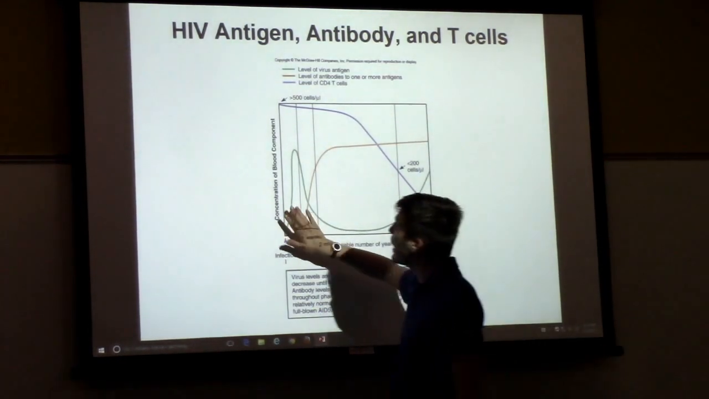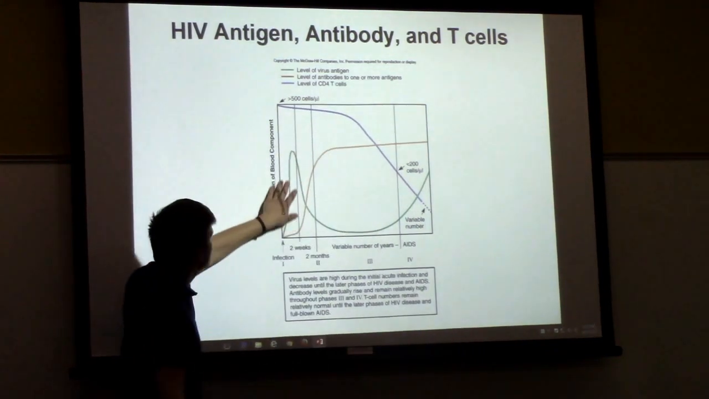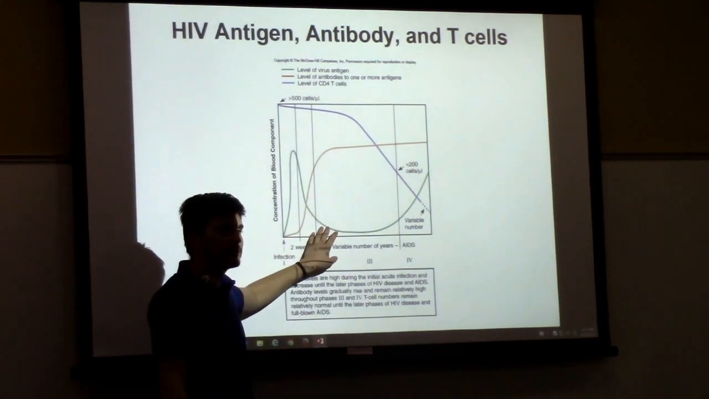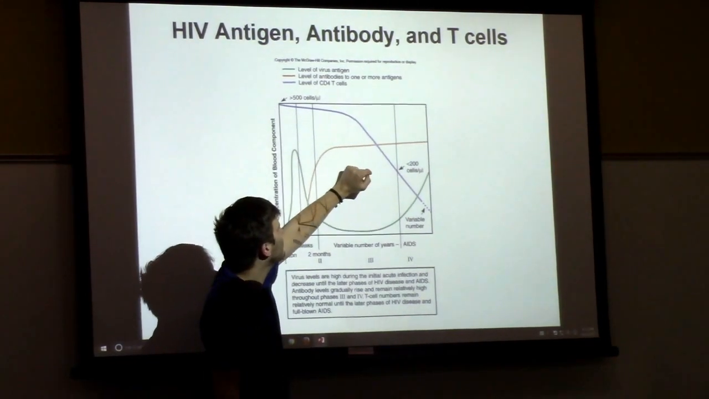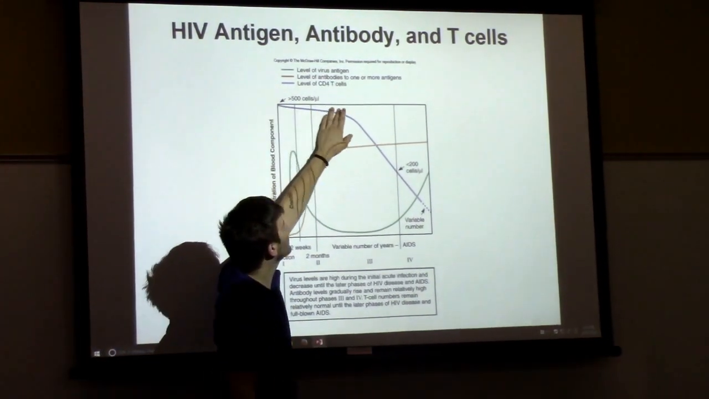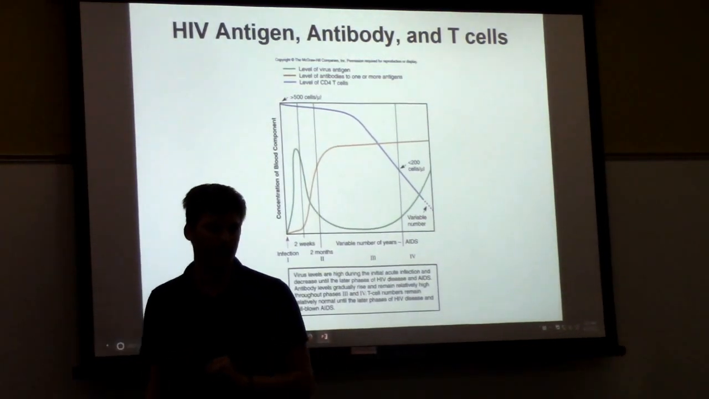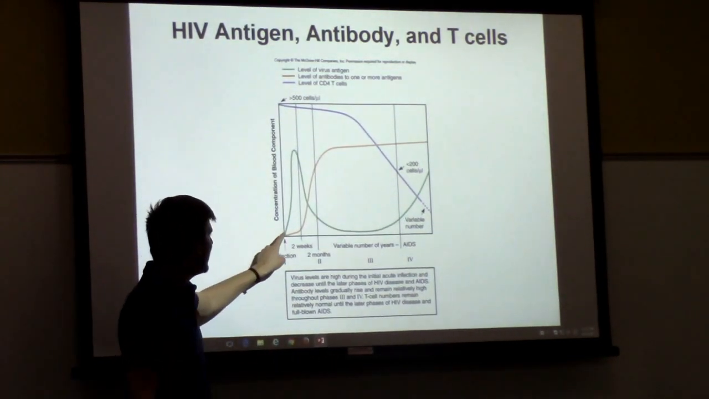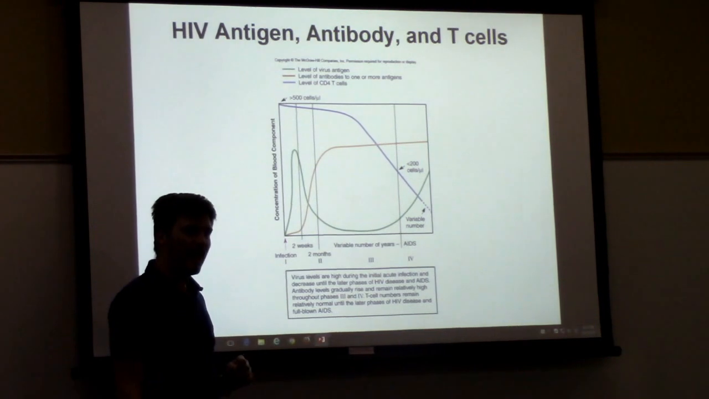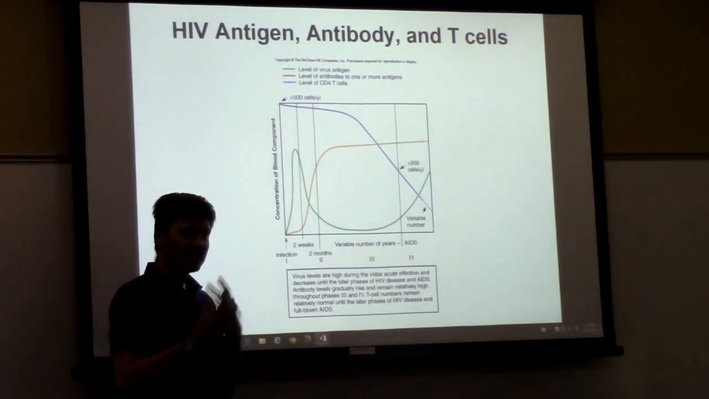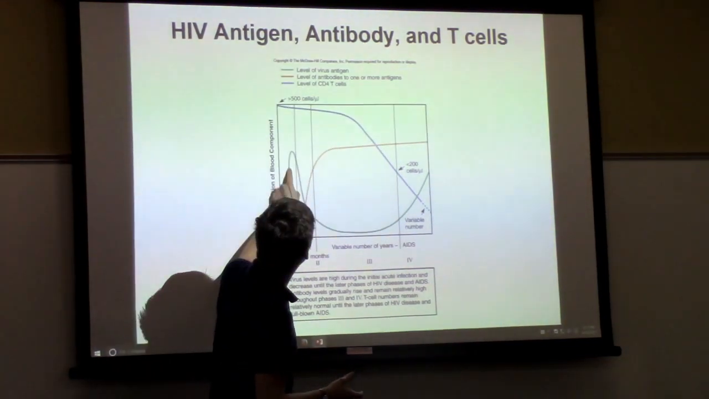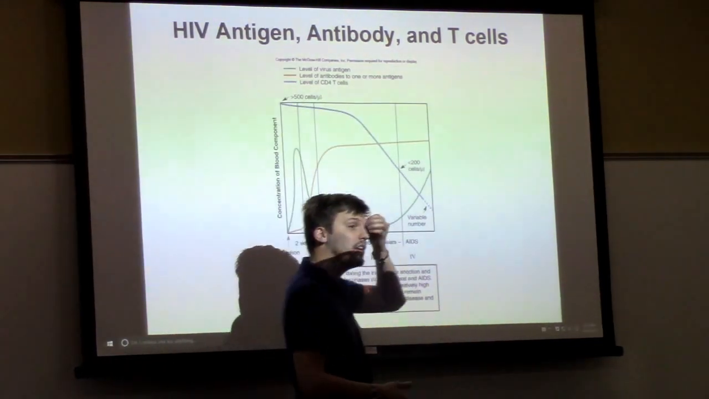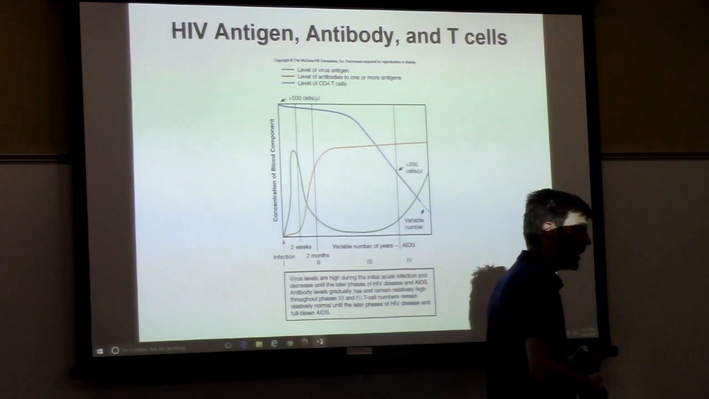In this graph, we have three lines. The green line is the amount of virus present. The orange line is the amount of antibodies to HIV. And then the purple line is the amount of CD4 T cells. Initially, you get infected, and once you get infected with the virus, it starts to grow like crazy inside of T cells. Your immune system hasn't responded to it yet, and so you get a very large amount of HIV virus being produced.